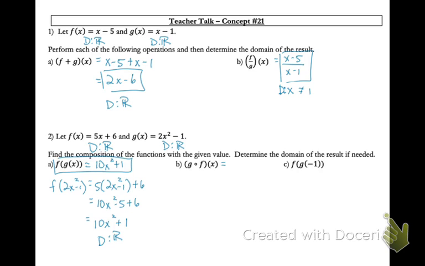Now B, you read that as g of f of x, so that means you'll take the f of x function, 5x plus 6, and plug it into the g of x function for x. The first thing we'll do is square 5x plus 6, which will give us 25x squared plus 30x plus 36.